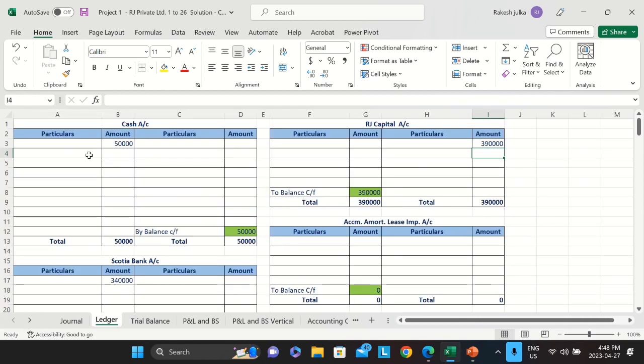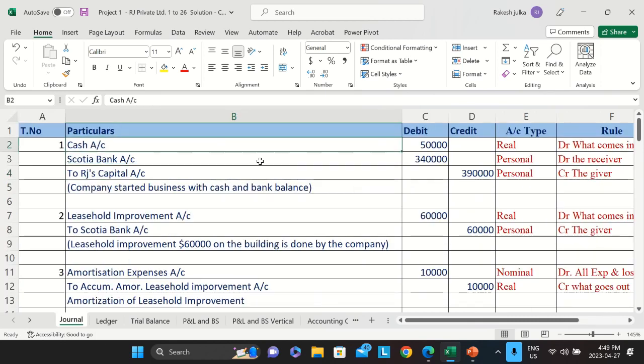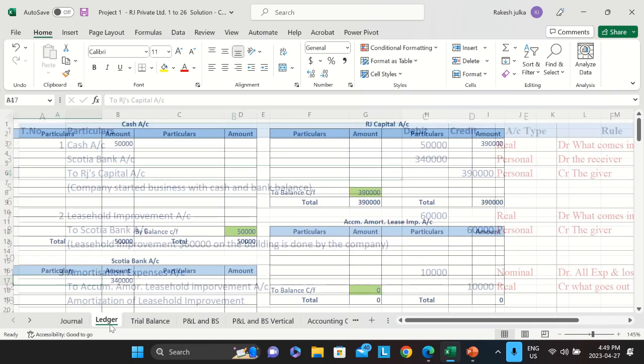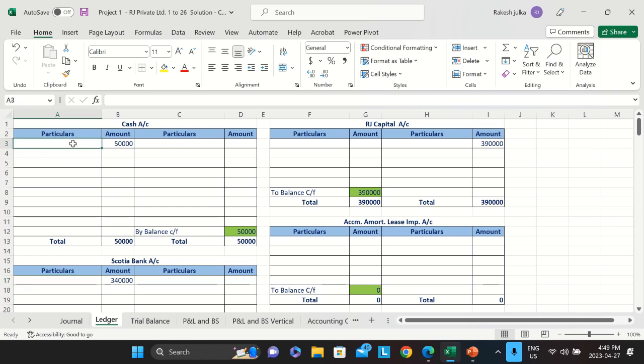But we cannot remain empty here. We need to write something. What to write? This is very important. Sometimes we get confused. In cash, we cannot write cash, first of all. In capital, we cannot write capital. In Scotia Bank, we cannot write Scotia Bank. But what to write? According to this one, we are going to write RJ capital account here.